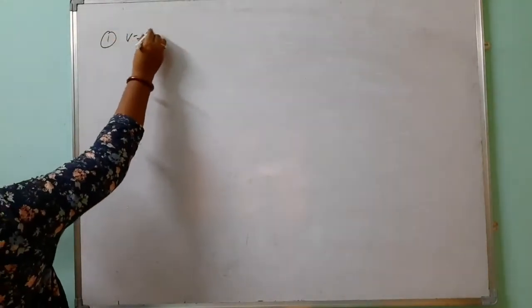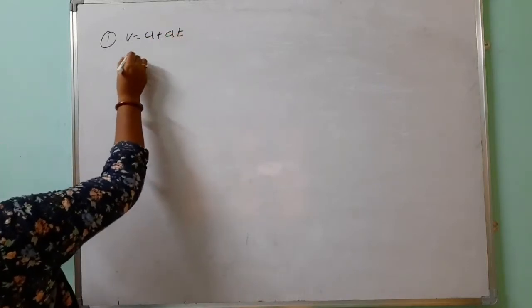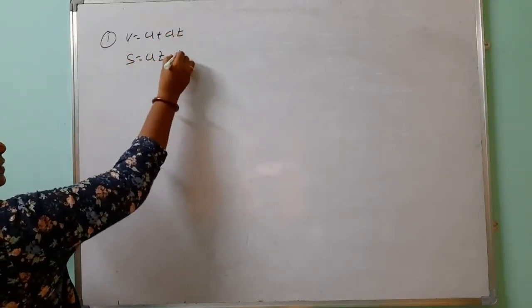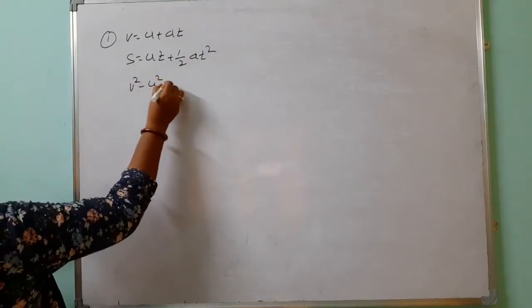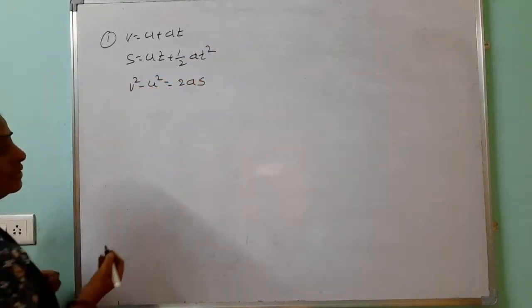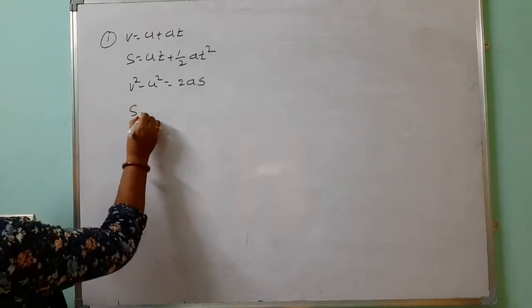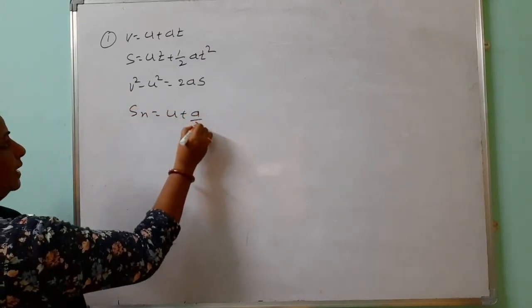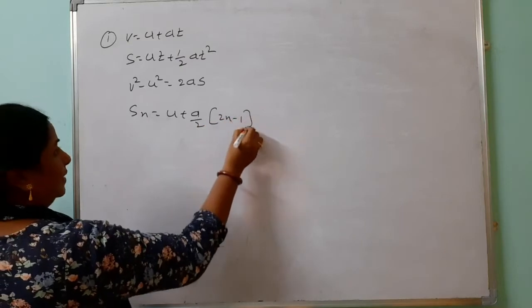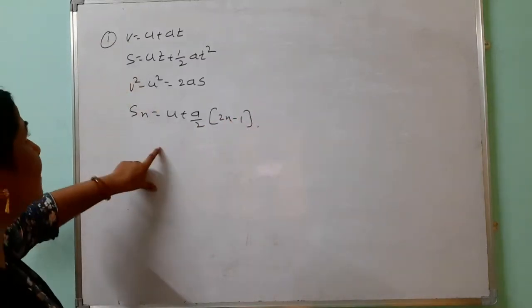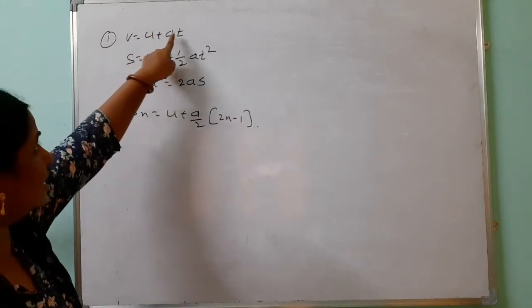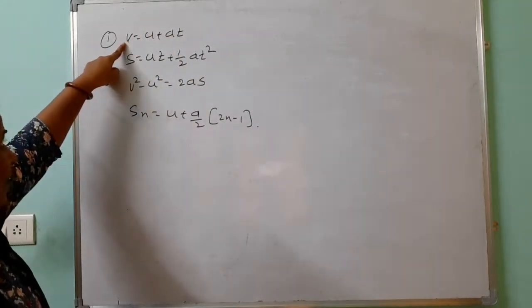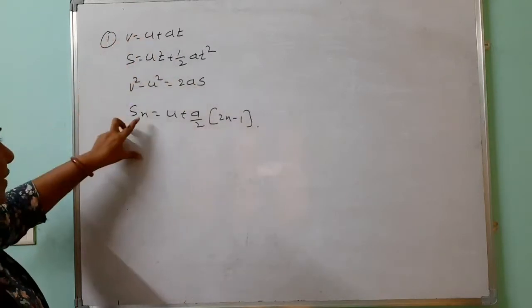What are those? First one is v equals to u plus at. Second one is s equals to ut plus half at square. Then third one is v square minus u square equals to 2as. Then sn equals to u plus a by 2 into 2n minus 1. What are the uses of this one? Suppose when you know the initial velocity, acceleration and time, you can find out the velocity. Like that, depends on the situation, we can use.